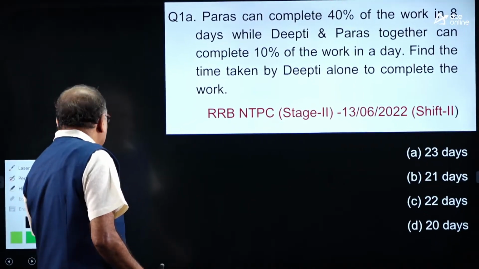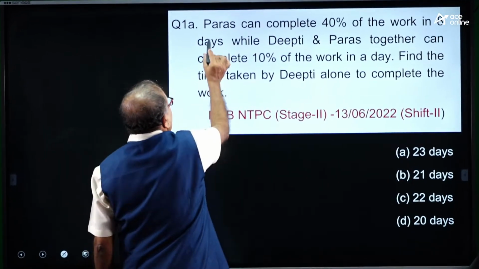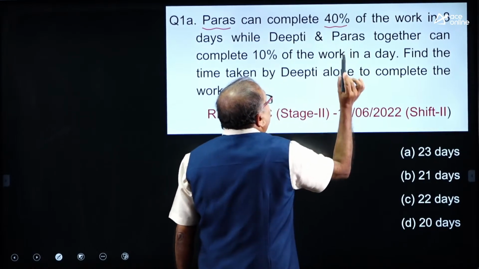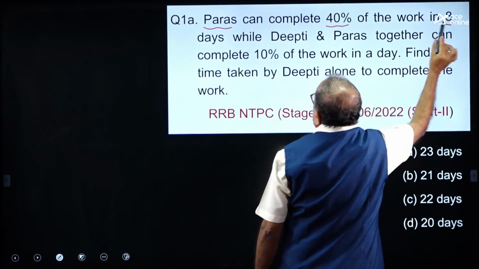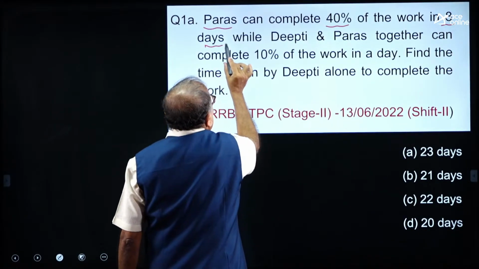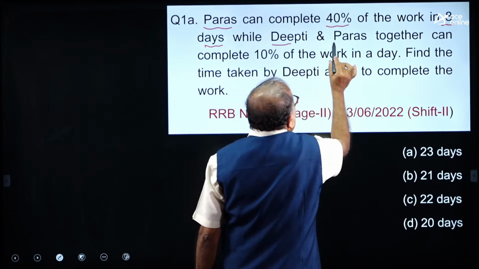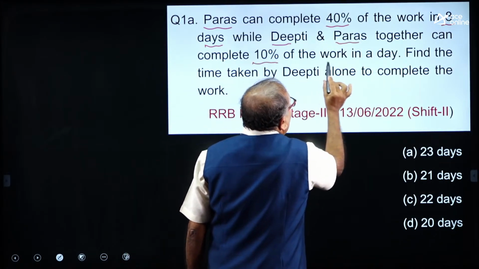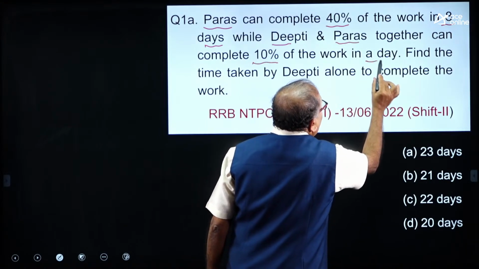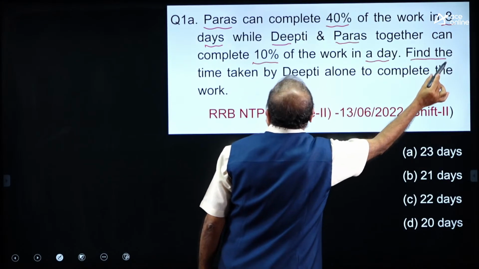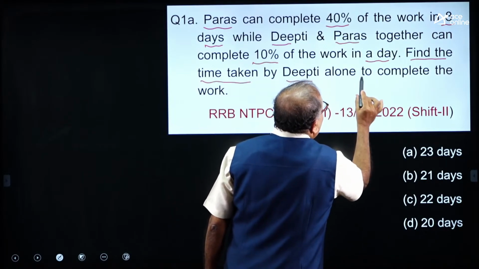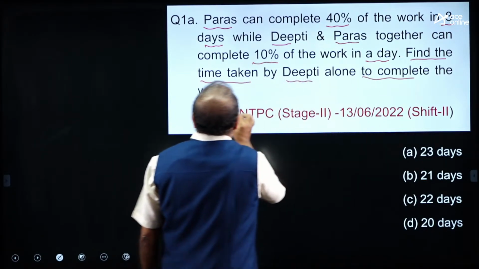Let me read it. P can complete 40% of the work in 8 days, while D and P together can complete 10% of the work in a day. Then find the time taken by D alone to complete the work.